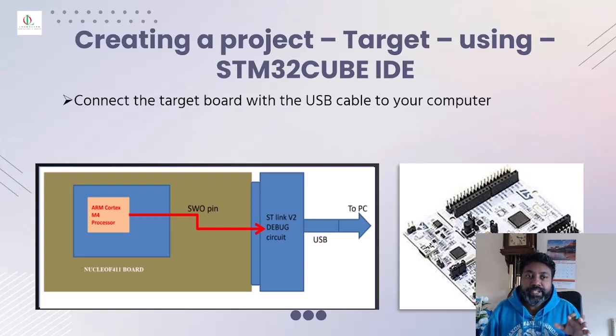And we'll start from here, creating a project on target using STM32Cube IDE. So connect the target board with the USB cable to your computer. If you haven't already downloaded it and if you don't have the hardware, please watch my previous video, where I went through the whole instructions about how to download the STM32Cube IDE. If you follow those on-screen instructions, you would be able to download it. But if you get stuck at any point, just please bring that to the Facebook group, and I would be able to help you to install that.